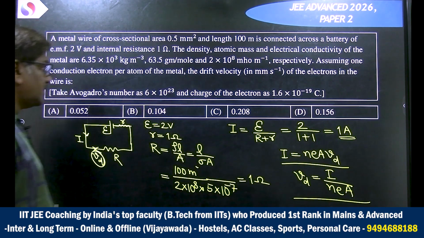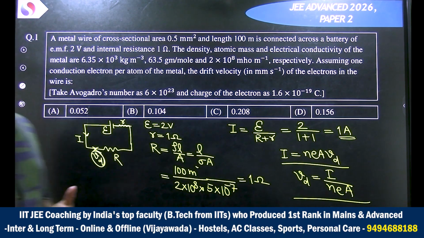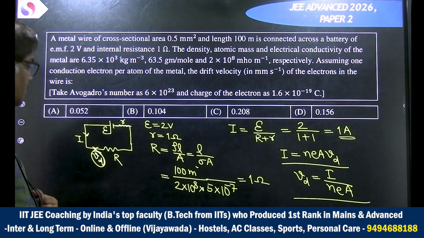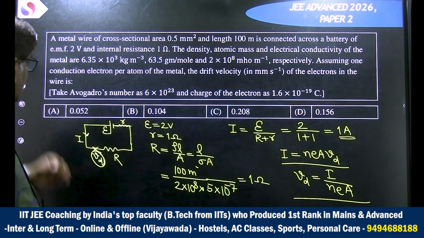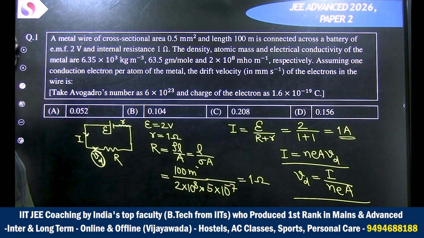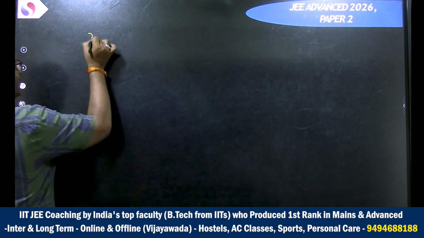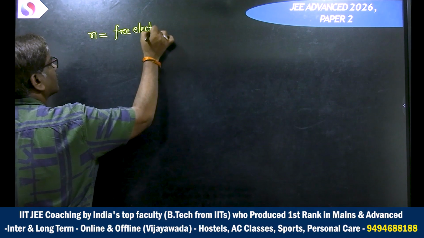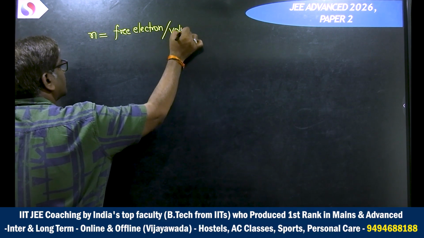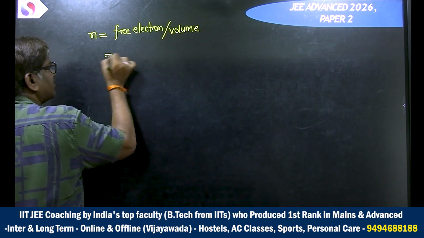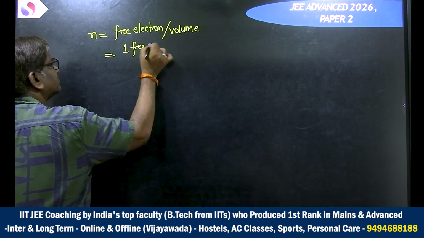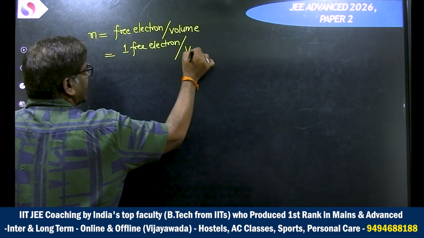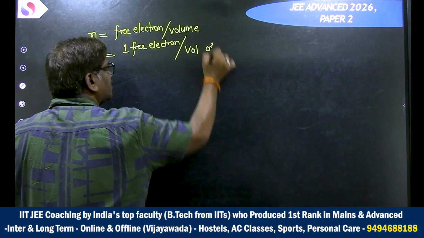Now what is this n? n is the number of free electrons per unit volume of the conductor. n is nothing but what? Number of free electrons per unit volume of the sample. So here n is the free electrons per unit volume. As given in the question, there is one free electron per atom. That means I can say it is one free electron per volume of one atom, right?